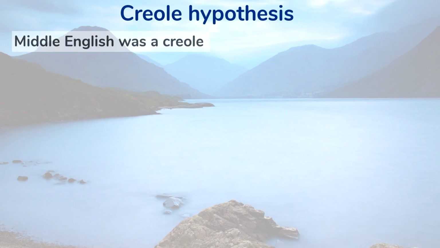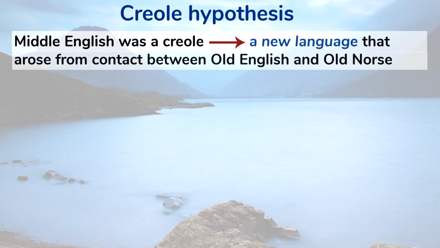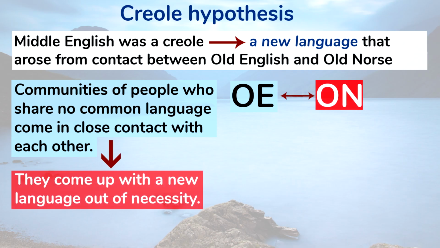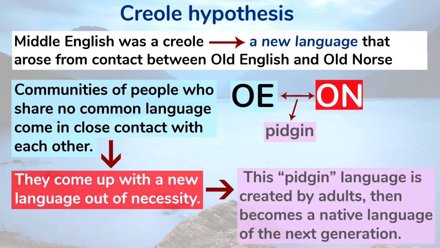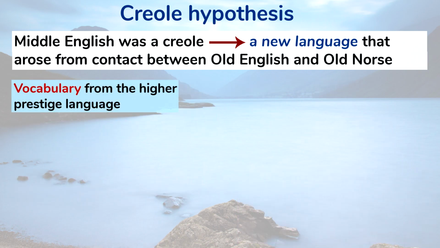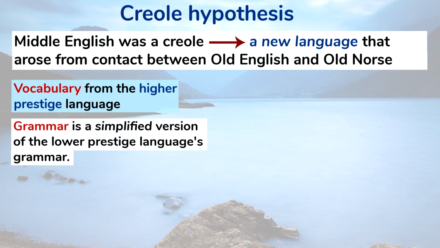There's a minority view that Middle English was a creole, in other words, a new language that arose from contact between Old English and Old Norse, with influences from both. Creoles usually arise when communities of people who share no common language come in close contact with each other, and they come up with a new language out of necessity. This pidgin language is created by adults, then it becomes a native language of the next generation. One typical feature of creoles is that the vocabulary is mostly derived from the higher prestige language, while its grammar is a drastically simplified version of the lower prestige language's grammar.